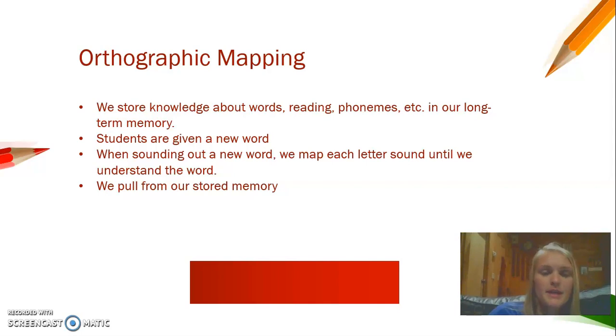Orthographic mapping is just how students take words and their sounds and sound out new words. So when a student sees a new word, they're going to pull from their memory of what a letter sound is and how it coincides with one another, and they're going to be able to decode a brand new word. So then they're pulling from their stored memory from all that they've learned before and creating a new memory of a new word.